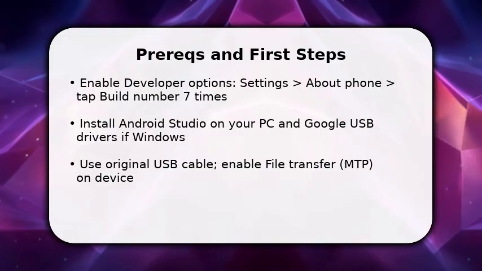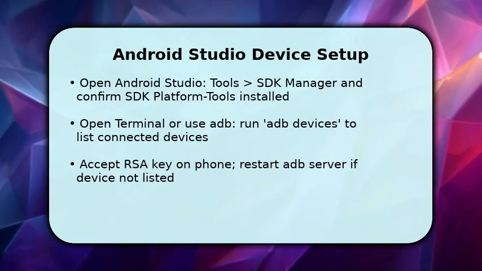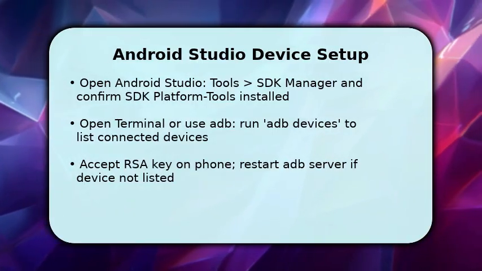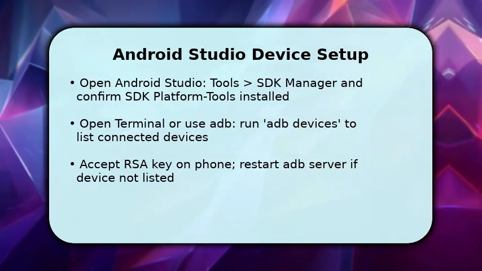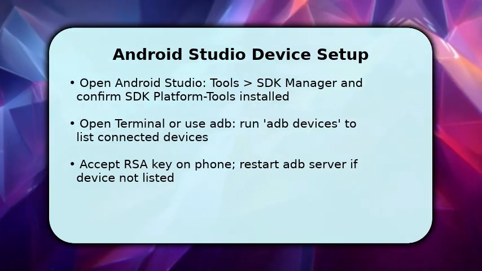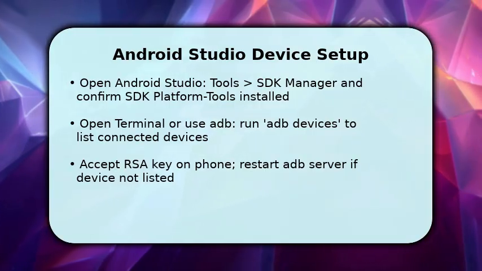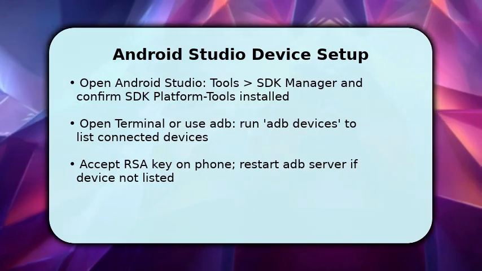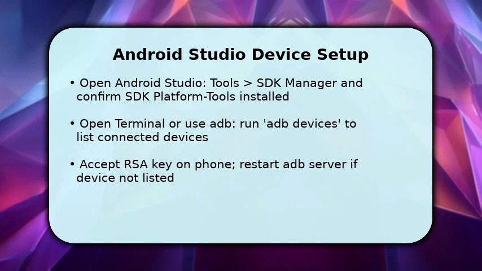You now configure Android Studio to recognize the device. Confirm platform tools are installed in SDK Manager, then open the built-in terminal or a system shell and run adb devices. If the phone shows as unauthorized, look at the phone and accept the RSA pairing prompt. If nothing appears, run adb kill-server, then adb start-server, and retry adb devices. Make sure USB mode is file transfer and developer options still show USB debugging as enabled.